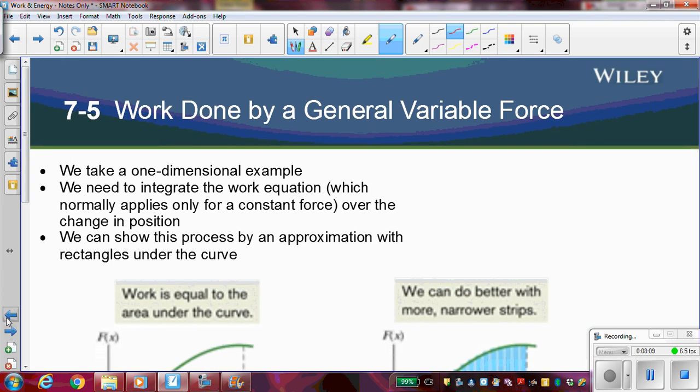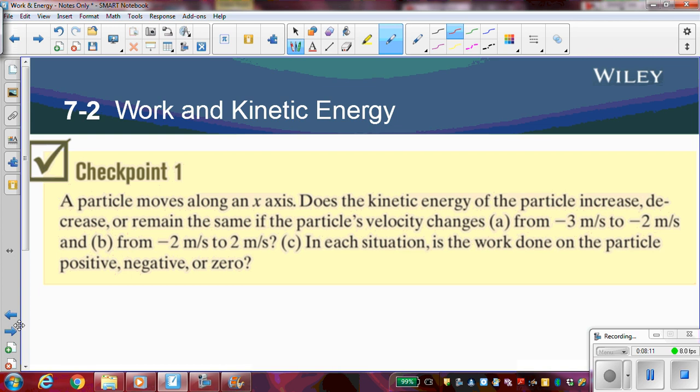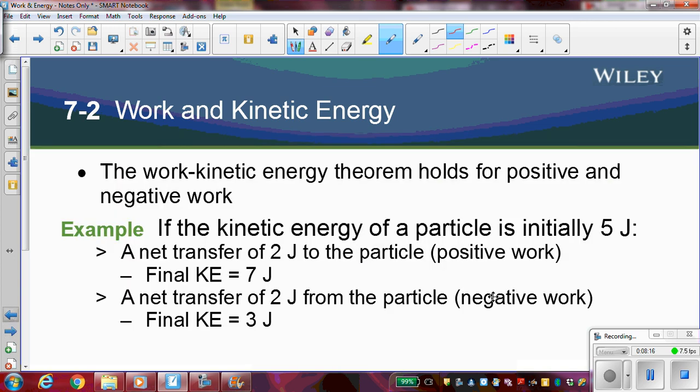And so tomorrow we're actually going to prove that kinetic energy is equal to 1/2 mv squared based off of the concept that work is equal to the change in kinetic energy. It's Kf minus Ki.